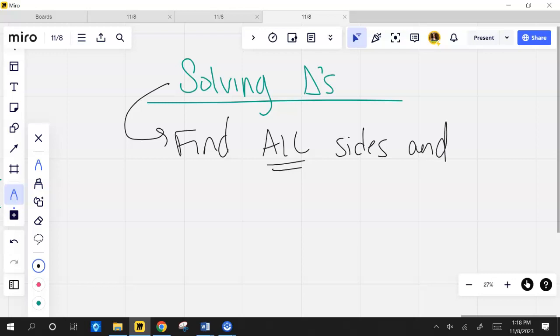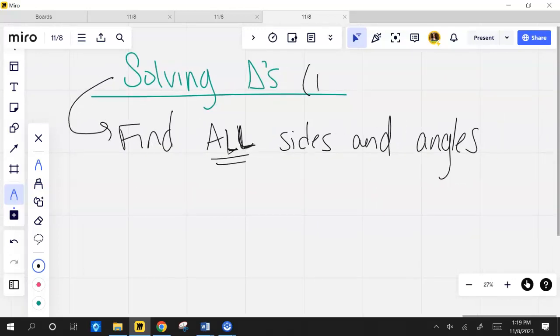Solving triangles. All right, so solving triangles means we find every single angle and every single side, okay? And so we're going to use several techniques to do that. We'll talk about them. Let me just start.